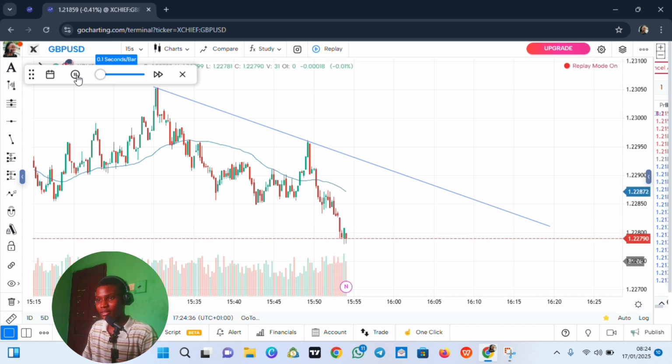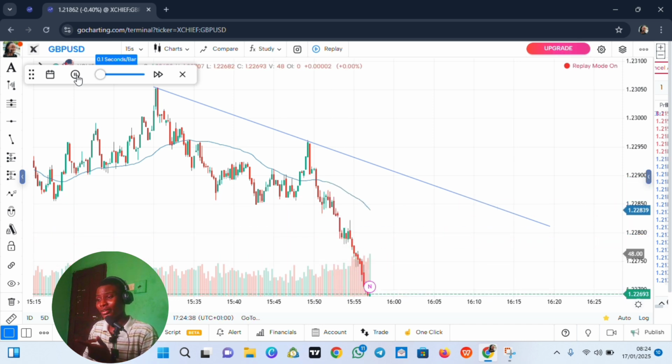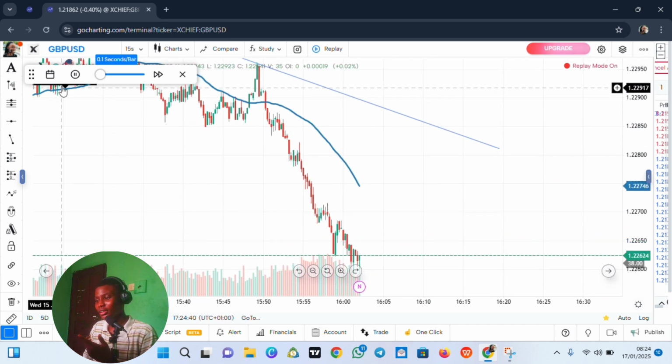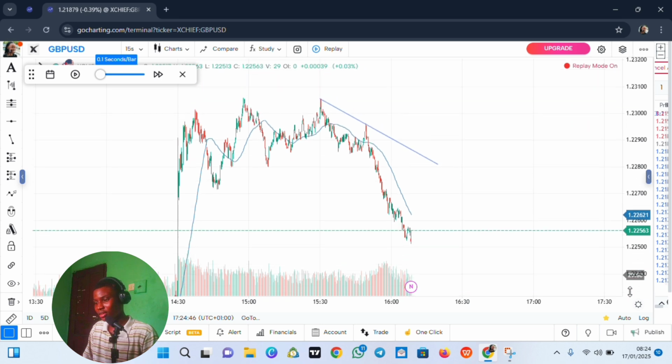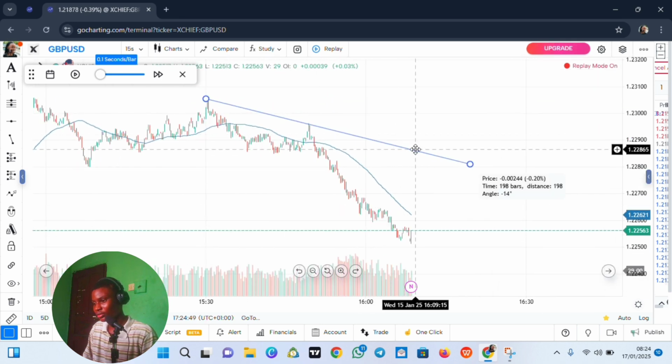So let's play and see. So don't over modify your trend line. I was just trying to explain to you guys the mistake a lot of traders make when trying to draw the trend line, the over modification of the trend line. Let me just extend my trend line right now.